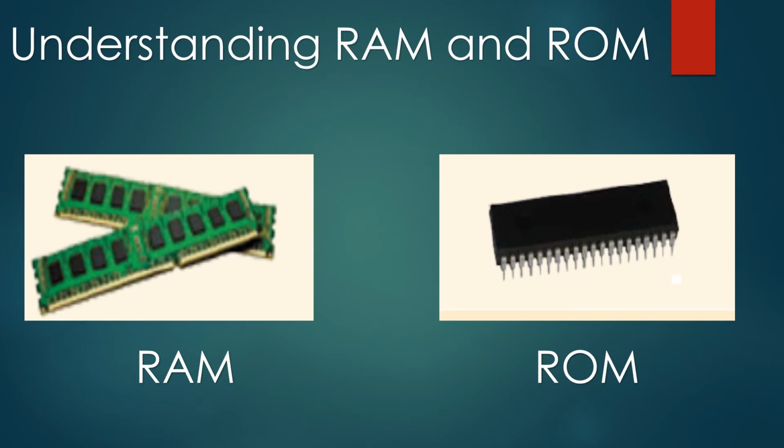What is the expansion of RAM and ROM, children? Already you learnt in lower classes, no children? Tell the expansion of RAM and ROM one time. The expansion of RAM is random access memory. Repeat after me. RAM, random access memory. ROM means read only memory. Expansion of ROM is read only memory.